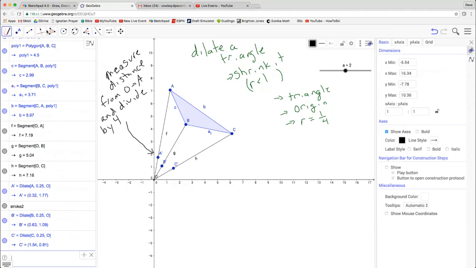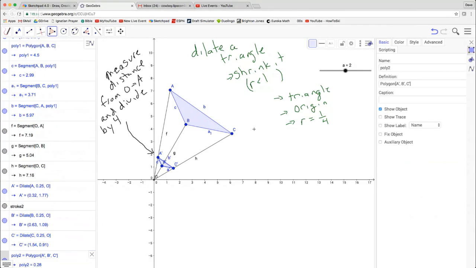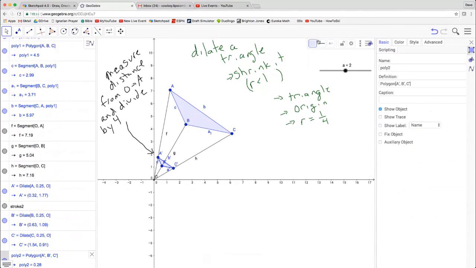You have made each of these points now 1/4 of the way along those rays. Now I'm going to draw in my polygon or my triangle, which is a polygon, and I have a shape. Let's make it orange. Kind of cool. Okay, so I have dilated a triangle using a scale factor of a fourth about the origin.